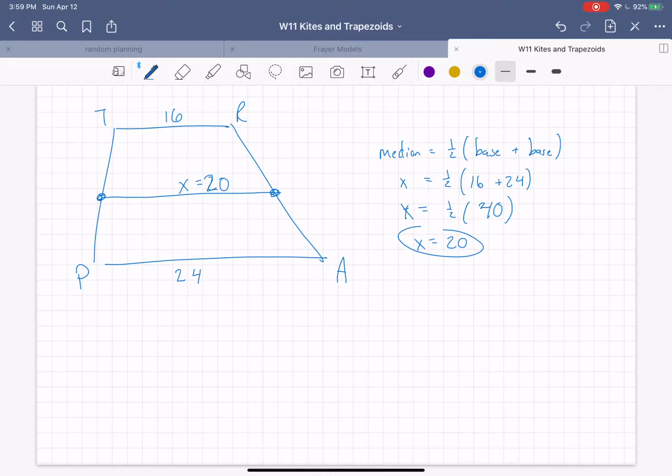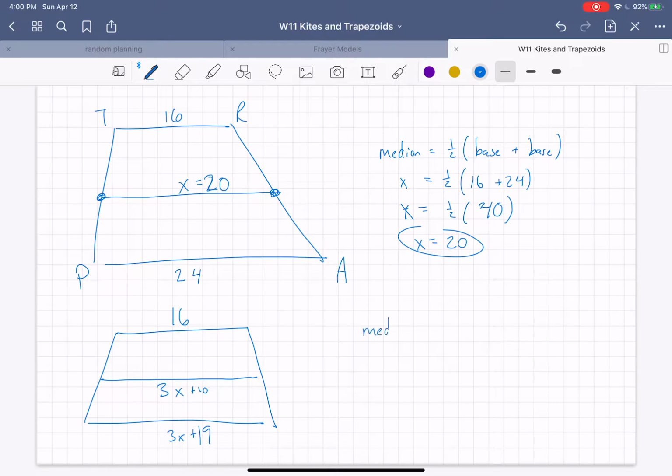We might have a more interesting scenario where, instead of numbers, we have some variables. So here we have our median, but now we have a little bit more complicated situation. So let's set this up. We do median is equal to 1/2 base plus base, and it might help if you label it, right? We have the top base, we have the bottom base, and we have the median. So we can plug it in. We have 3x plus 10 is equal to 1/2 the first base plus the second base.